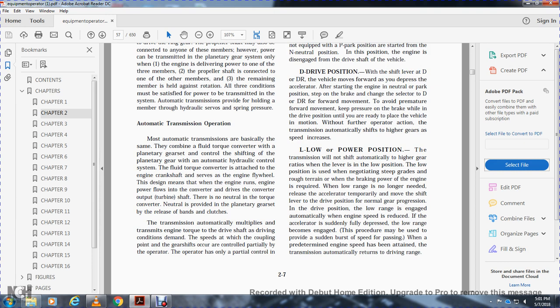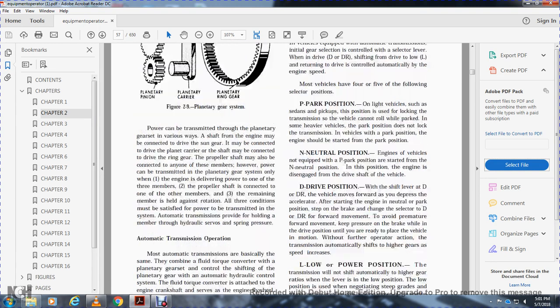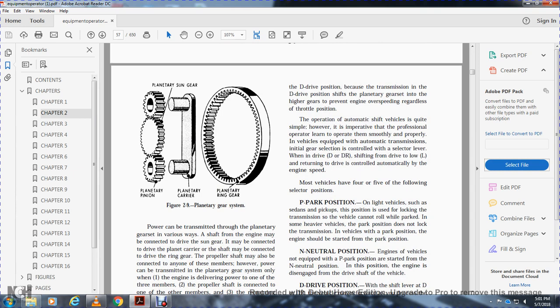The transmission automatically multiplies torque and engages the drive shaft according to demand, based on speed and load, which prompts the gear shift. The oil pressure controls this, and the operator has only partial control in the D drive position. The D drive position uses the planetary gear set's higher gear to prevent the engine from overspeeding. The operation of an automatic transmission shifts the vehicle simply. However, it is imperative for a professional operator to learn to operate it smoothly and properly.